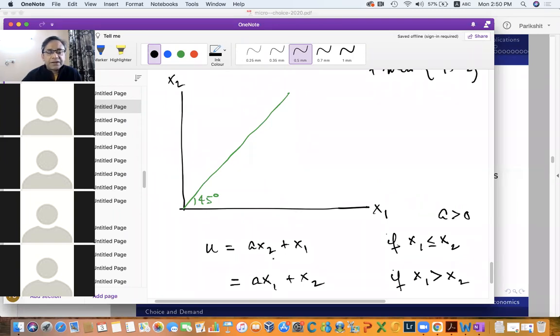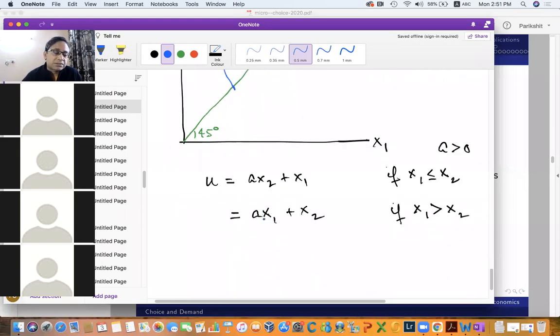So above the 45-degree line, this is the relevant expression. Okay, so that's the equation of a straight line. If I set this equal to a constant, that's the equation of a straight line. So the indifference curve above the 45-degree line is a straight line. What's its slope? Minus 1 by A. And below the 45-degree line, it's a straight line, but a different straight line. And what is the slope? Minus A. Slope is minus A.